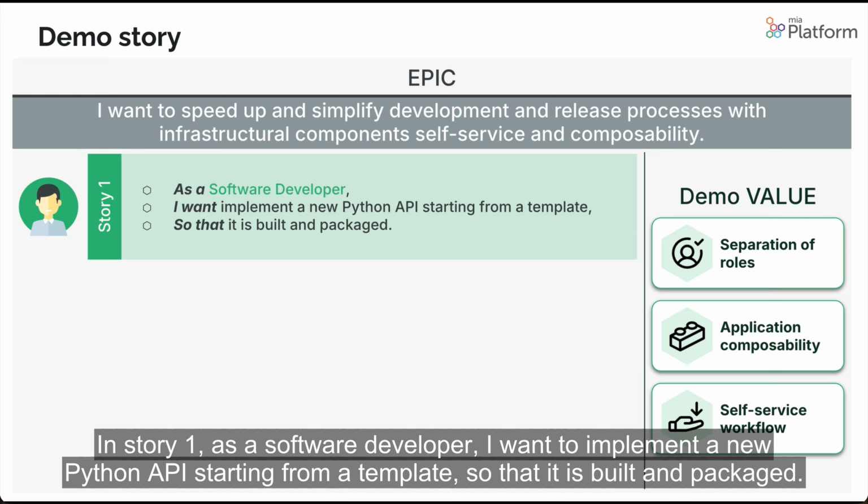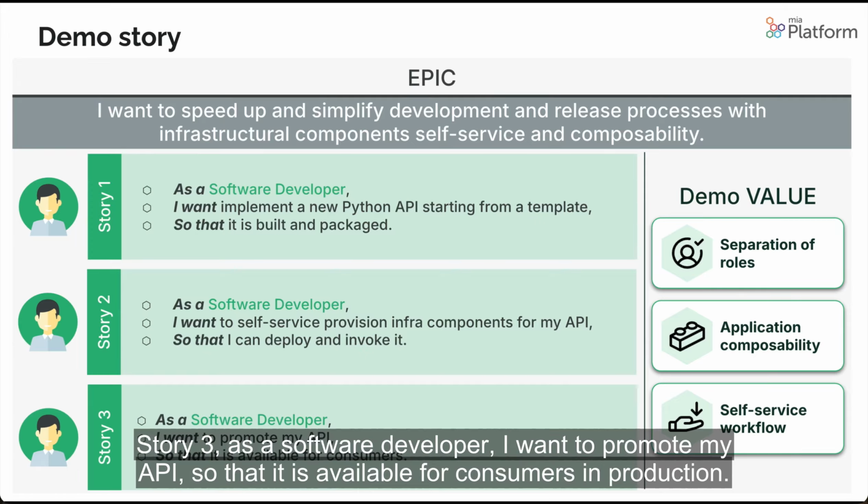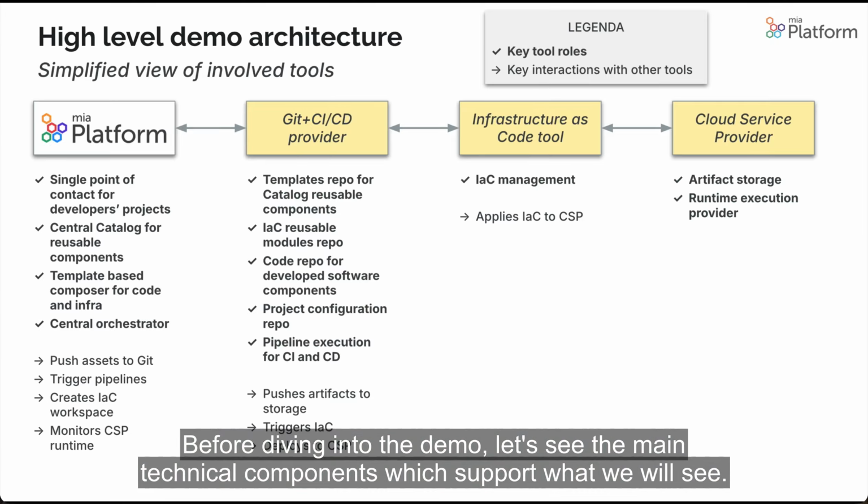In story 1, as a software developer, I want to implement a new Python API starting from a template, so that it is built and packaged. In story 2, as a software developer, I want to self-service provision infrastructural components for my API, so that I can deploy and invoke it. Story 3, as a software developer, I want to promote my API, so that it is available for consumers in production. Before diving into the demo, let's see the main technical components which support what we will see.